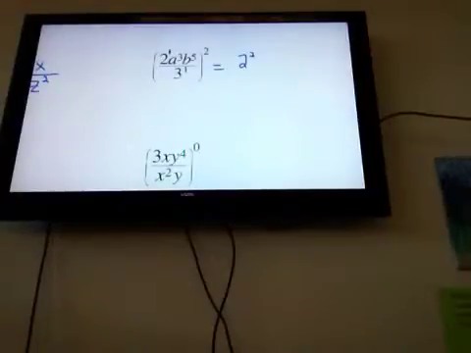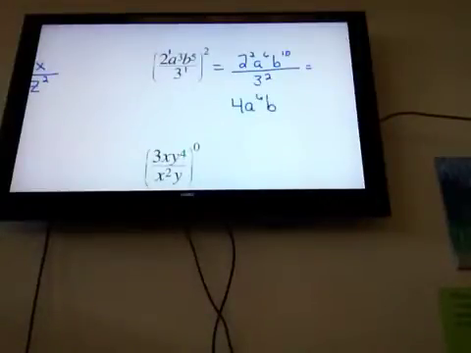A to the 3 times 2. B to the 5 times 2. 3 to the 1 times 2. Never leave a number with a power. Always calculate that. So that's going to ultimately give me 2 squared, which is 4, a to the 6th, b to the 10th over 3 squared, which is 9.